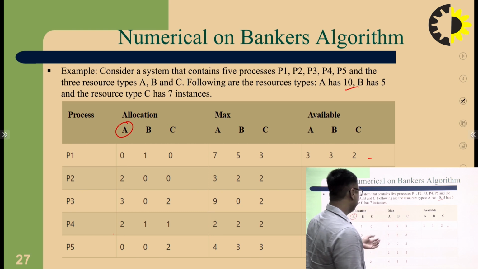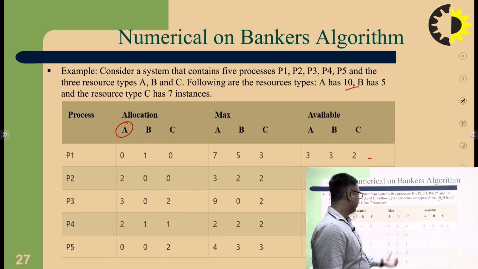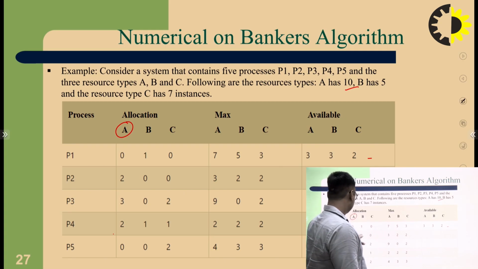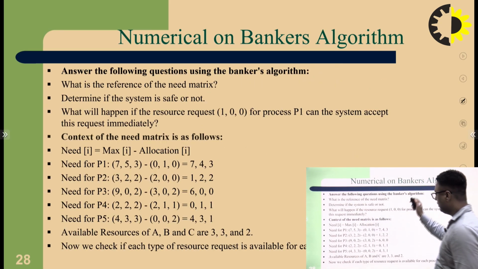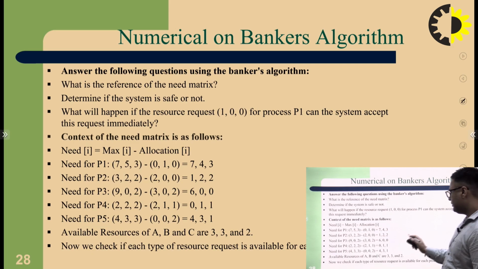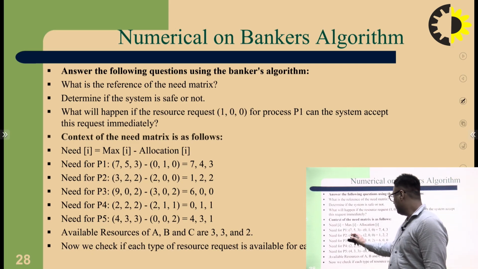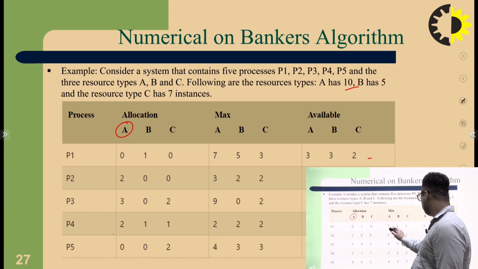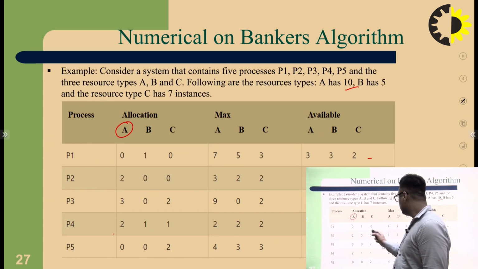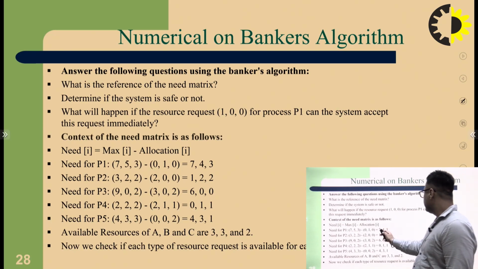Then the need: the maximum need is 753, but 0, 1, 0 is already allocated. So in this form we have to write all the situations. First situation, need for P1 is 753 minus 010, which gives the need 743.